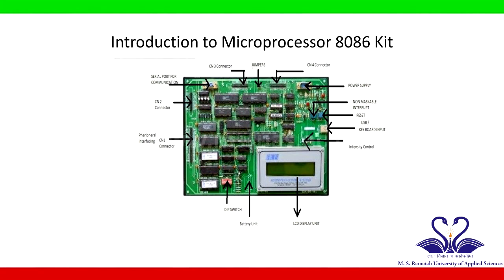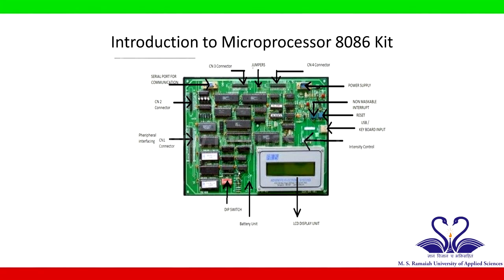Keyboard is used to enter program into the 8086 kit, navigate between the different modes and execute the program and to see the result. The reset button resets the 8086 kit and the kit restarts from the beginning. The non-maskable interrupt button is used to create an interrupt.